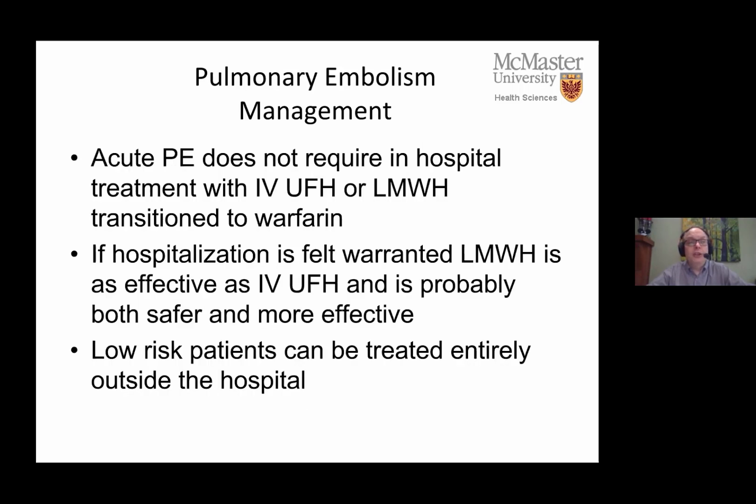As a result of this study and others that are along the same line, we've concluded that acute pulmonary embolism does not require in-hospital treatment with IV unfractionated heparin or low molecular heparin transition to warfarin. If hospitalization is felt warranted, you don't need to use IV unfractionated heparin. You can use low molecular heparin, but honestly, you can use a direct oral anticoagulant, and low-risk patients can be treated entirely outside the hospital with a direct oral anticoagulant alone.